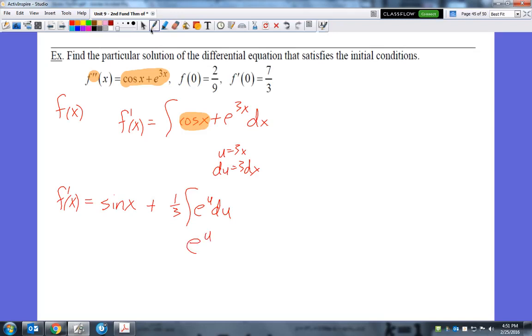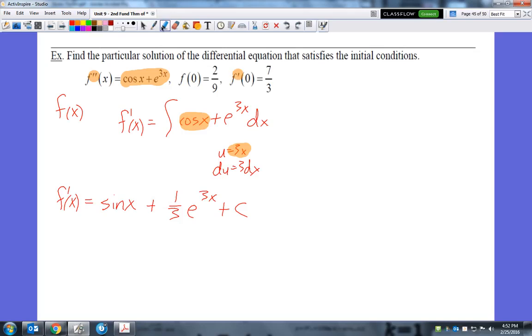I'll write that here with the 1/3, and then putting back this 3x where u goes, we should have 1/3 e to the 3x plus c. This right now is my integral for the first step.